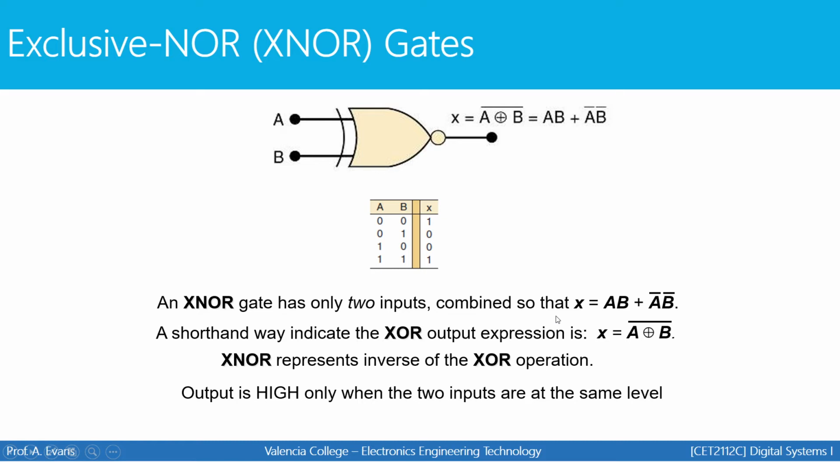So the XNOR gate only has two inputs, just like the XOR. When you combine them, this is your output expression right here: A and B, or not A and not B. The way that we would indicate that with shorthand is to use that same symbol that we have for XOR, but with an over bar across the entire group to represent the inversion. And the main idea for an XNOR gate is that the output is high only when the two inputs are at the same level.